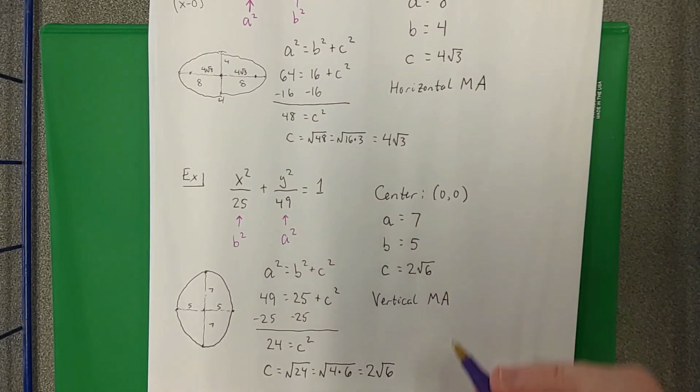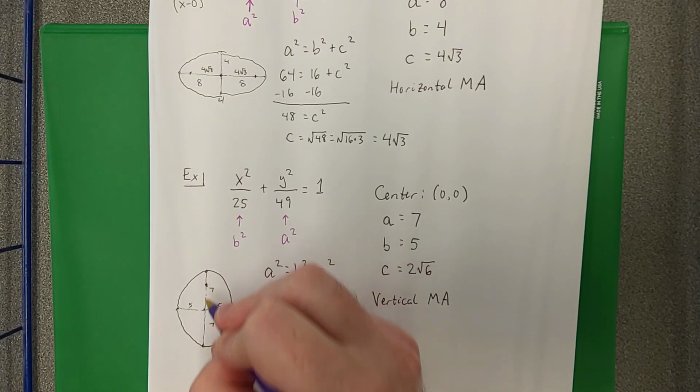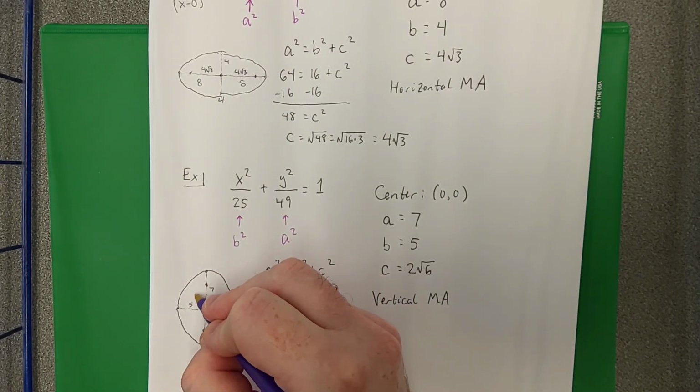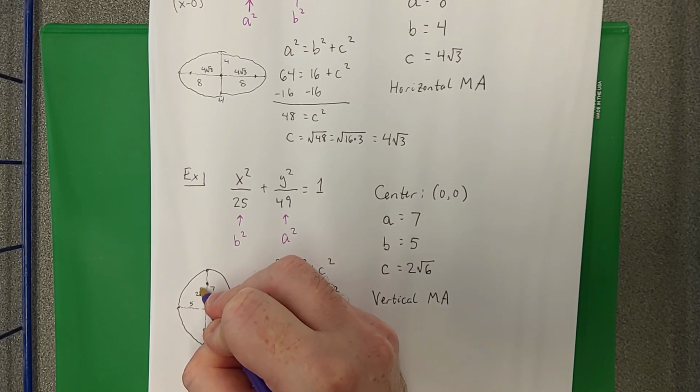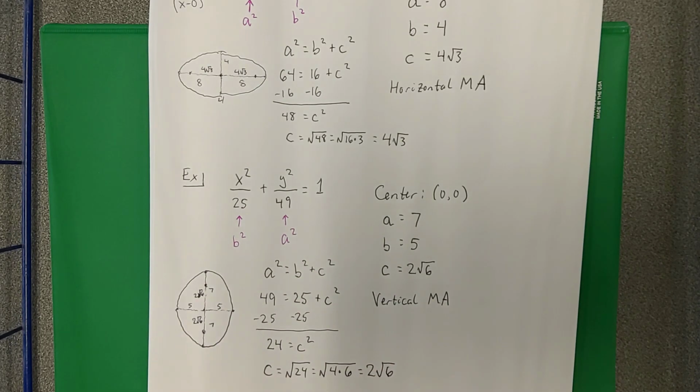Because we have the vertical major axis on this one, that means that starting from the center, if we were to go up or down 2 square roots of 6 units, we could arrive at our two foci. Everything here is being eyeballed and approximated. I hope that it still conveys the point.